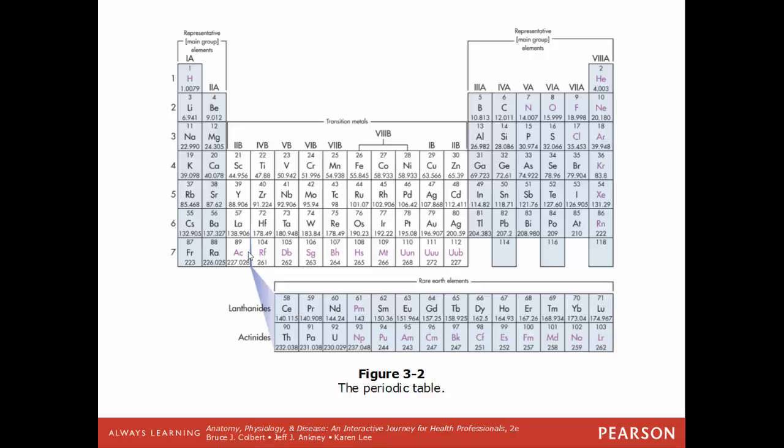Same thing down here. From 89 jumps to 104, but that row is inserted down here. And actually, fairly recently, these last 3 elements have been named. So there's no unnamed element on the periodic table as of 2016.